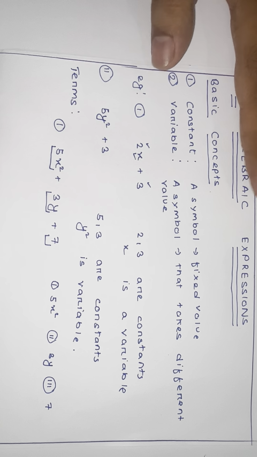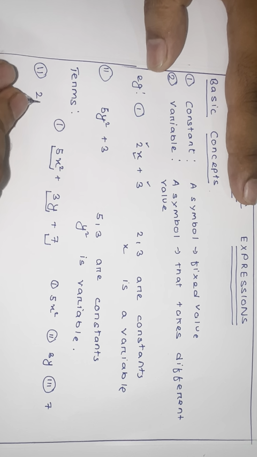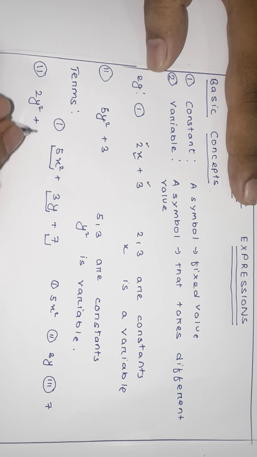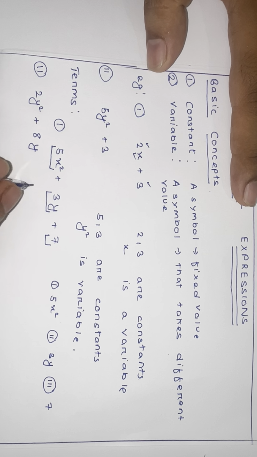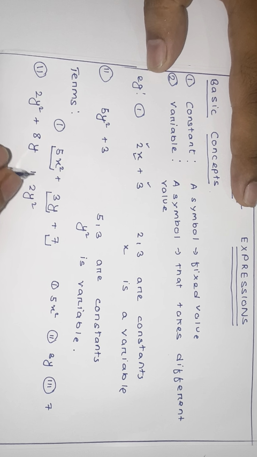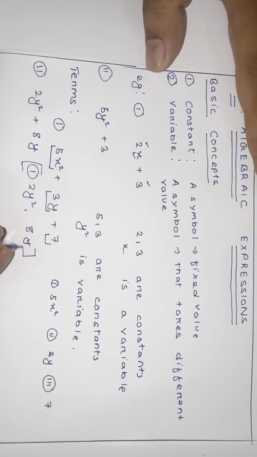Okay. Suppose I write another algebraic expression. Suppose I am writing 2y square plus 8y. In this case, we have two terms. First term is 2y square, and second term is 8y.